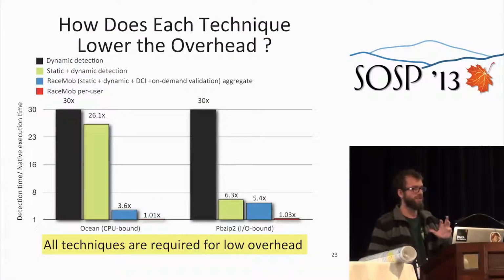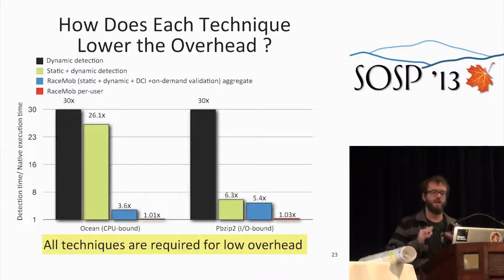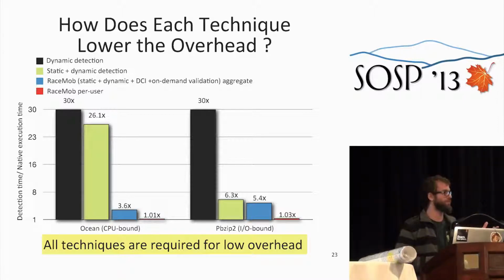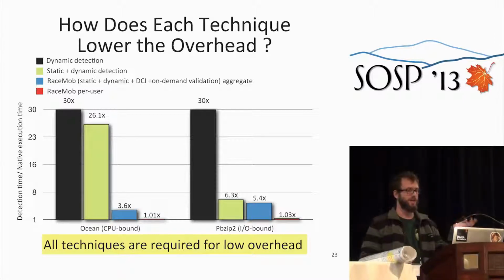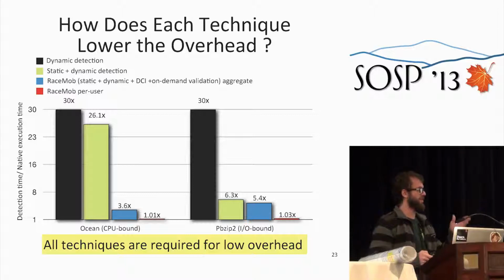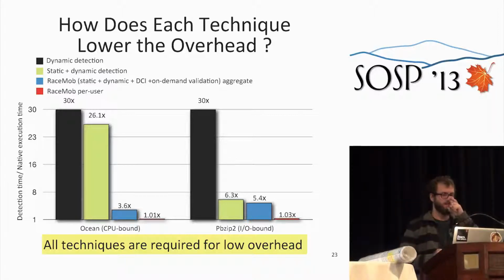We then looked at how various techniques that we used within RaceMob help lower the overhead of data race detection. For this, we took two programs, Ocean, which is CPU bound, and PBZip2, which is IO bound. We see these systems on the x-axis, and the y-axis represents the ratio between the detection time and the actual non-instrumented execution time.